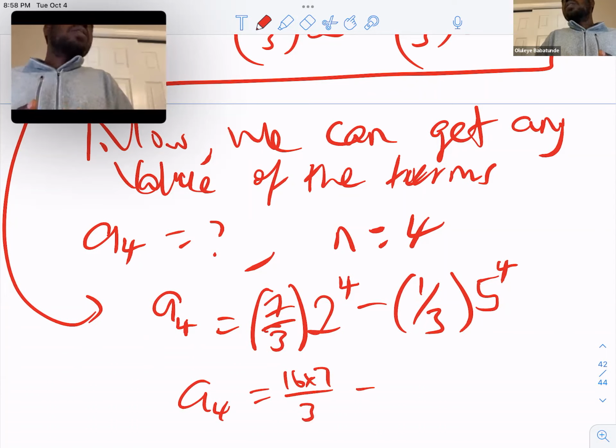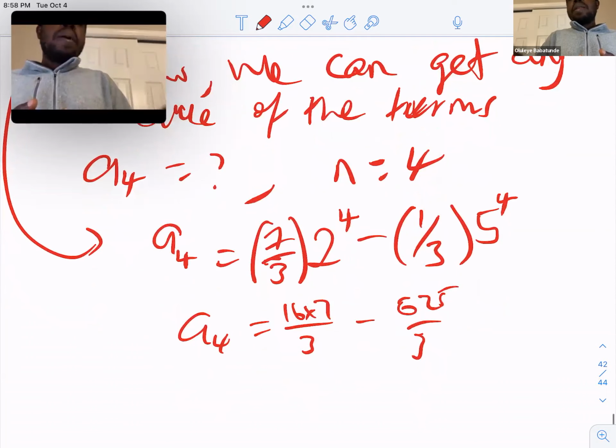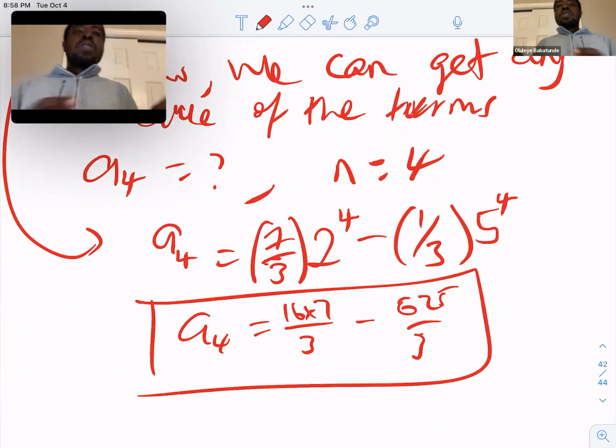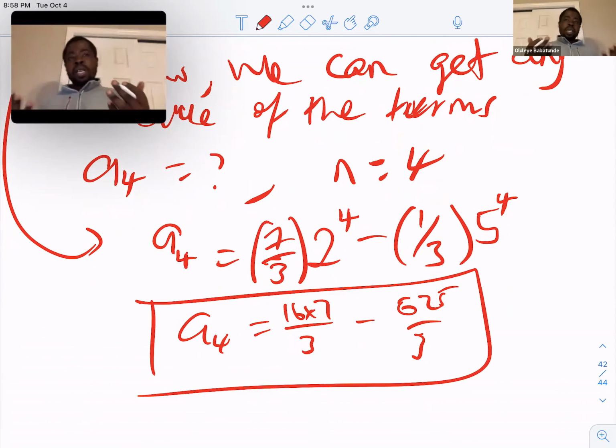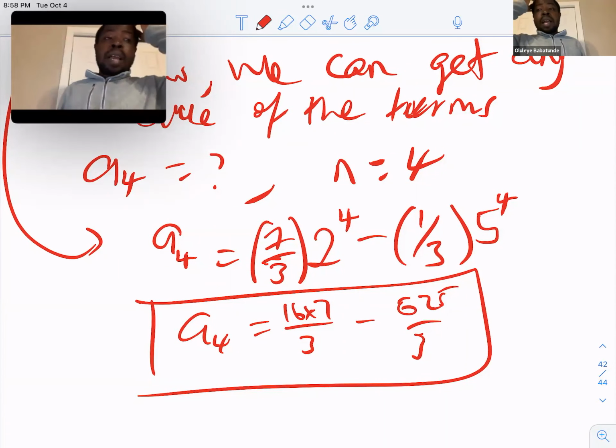This is 625 over 3. You get something. So A4 will give you a number. So this is neither a geometric sequence nor an arithmetic progression. So that is the standard formula.